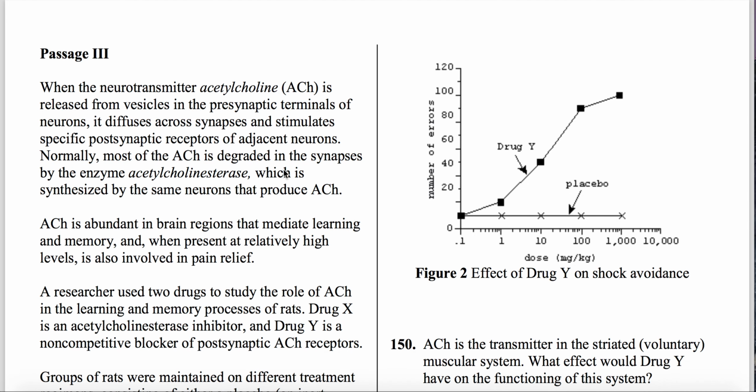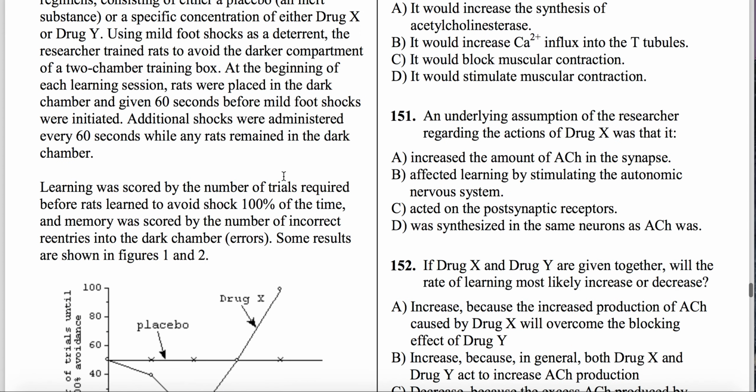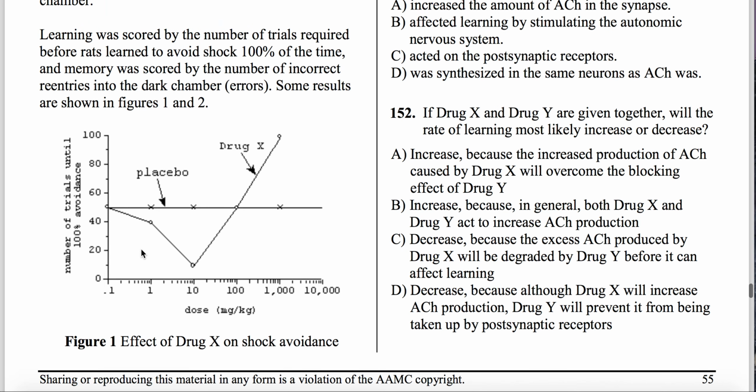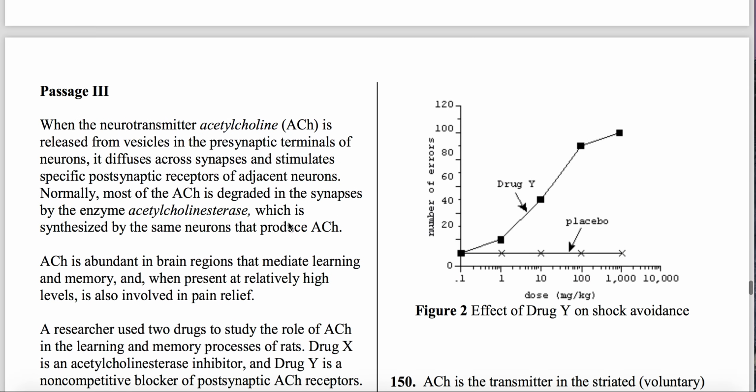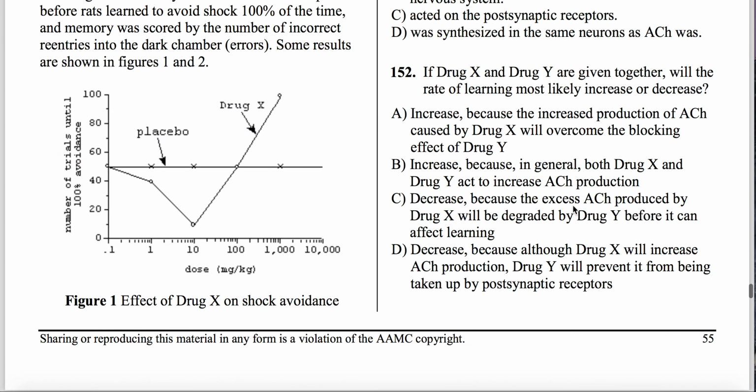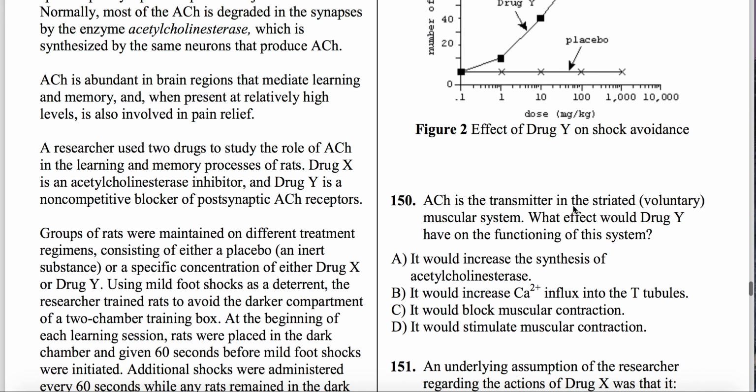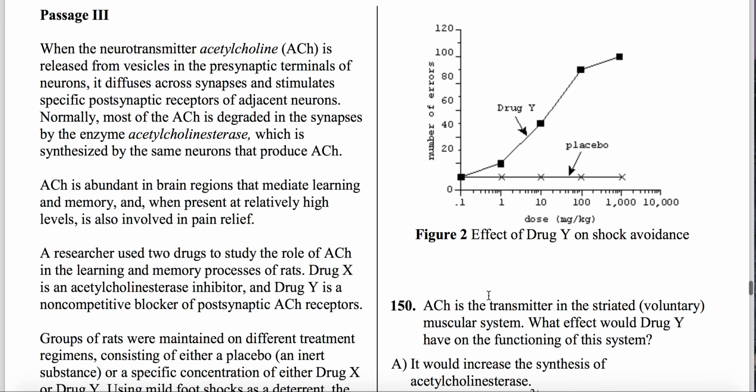Okay, figure 2 says the effect of drug Y on shock avoidance. So remember it said that the number of trials was an operationalization for learning. So this is what they consider learning. And then the number of errors they called memory. Okay, so we should expect drug Y to block memory. So we should expect to see more errors when drug Y is administered, and let's see if that's true.